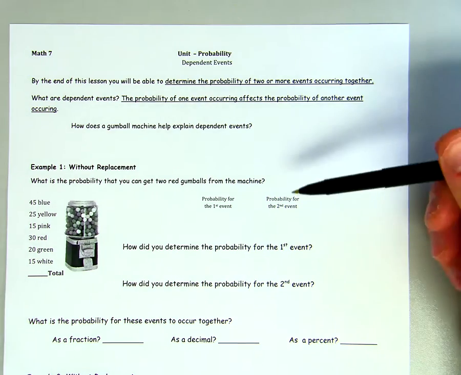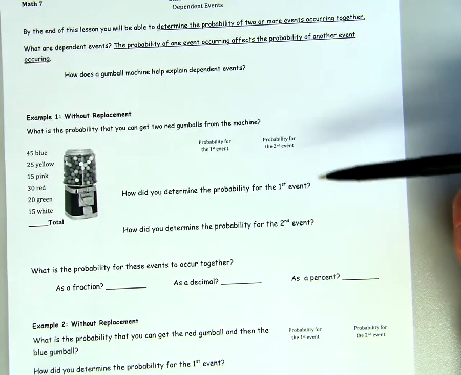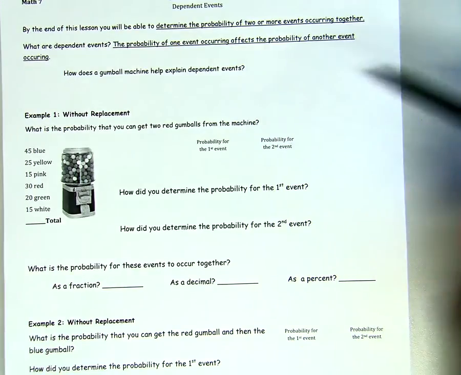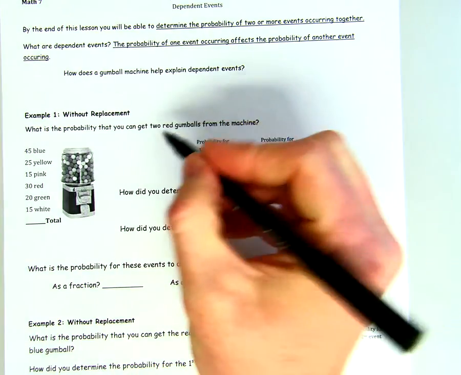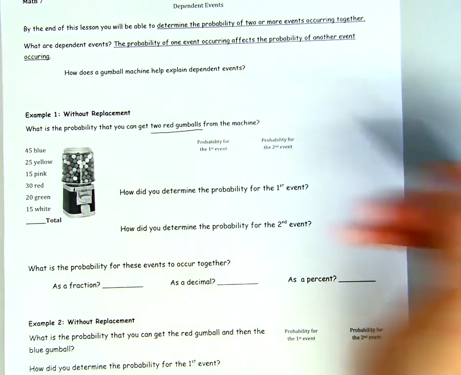Okay. So let's think about our first problem here. And again, this is without replacement. Usually your dependent events are without any replacing. You don't get a gumball out and then put the gumball back in. You actually would keep it, and then your chances of getting a different color change. So what is the probability that you can get two red gumballs from the machine? Alright, so that's our question there.